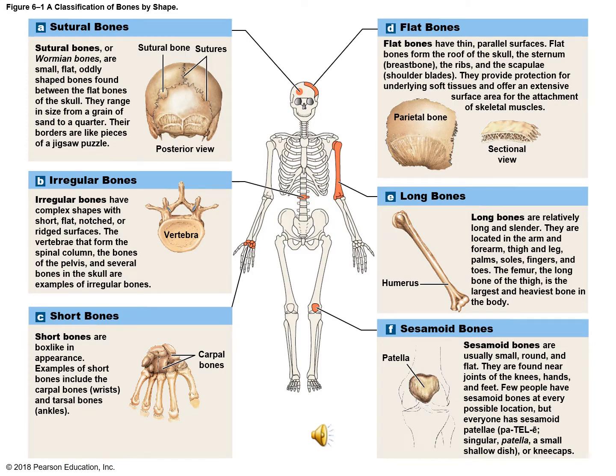Bones are classified according to shape. We have 6 different shapes: sutural bones, irregular bones, short bones, flat bones, and long bones. The last is the sesamoid bones.